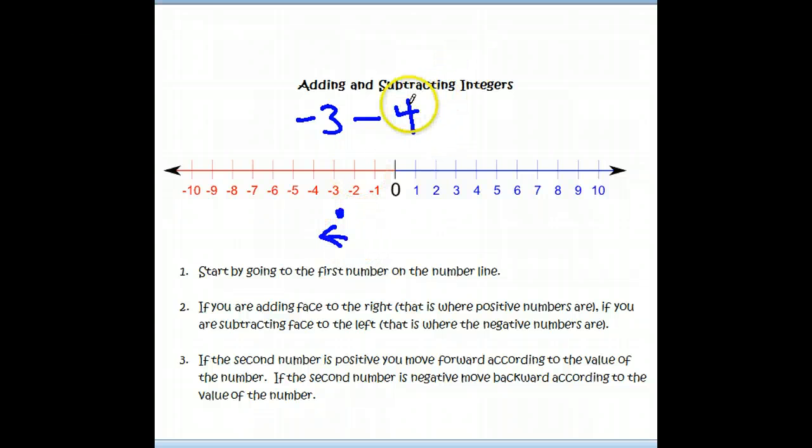So this second number is a positive 4. It's not negative. That's a subtraction sign. The number itself is positive. So we're going to go forward 4. So forward, since we're facing to the left, is 1, 2, 3, 4. And then that's our answer, negative 7. Real simple, easy way to add and subtract integers. If you follow those 3 steps, you'll always get the right answer.